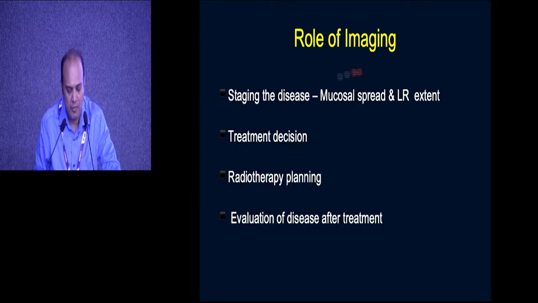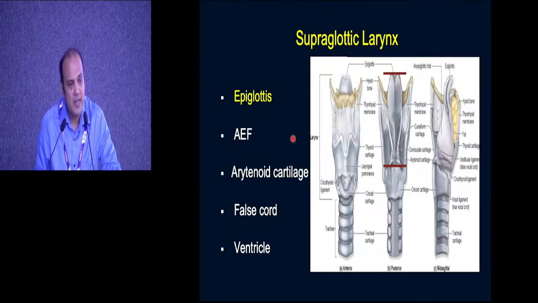The role of imaging is staging, mucosal spread and locoregional extent, and treatment decision making, whether to go for radiotherapy or surgery. Another important thing is radiotherapy planning, evaluation of the disease, and follow-up. So I will take supraglottis first. It contains 5 structures: the epiglottis, the aryepiglottic fold, arytenoid cartilage, false cord, and the ventricle. And this I have already discussed.